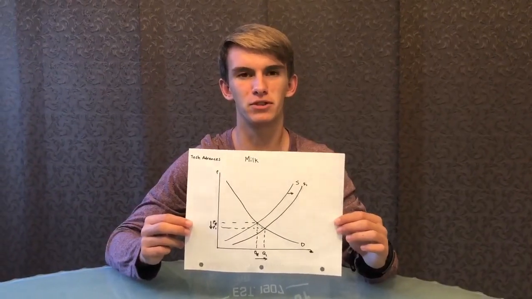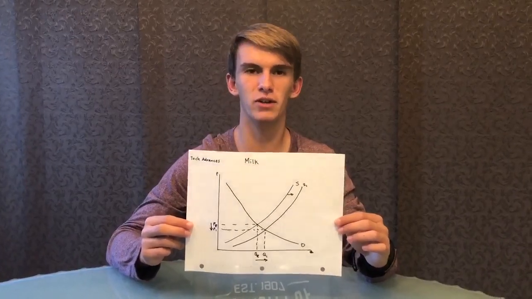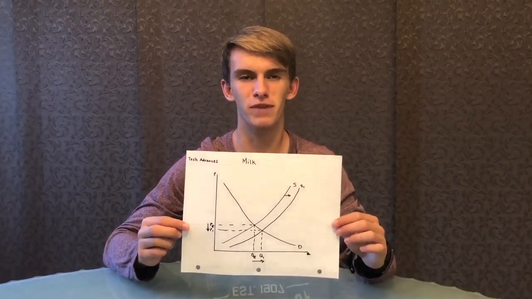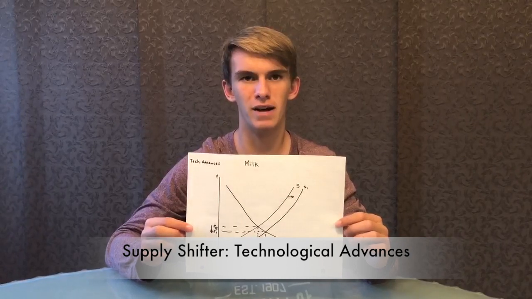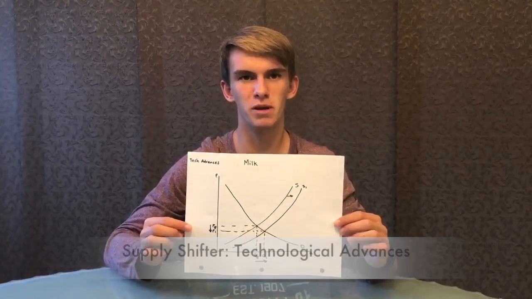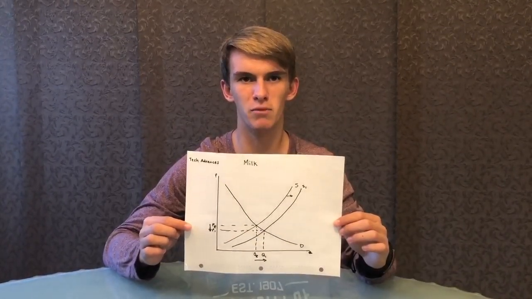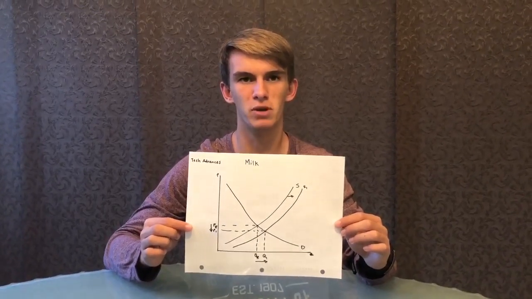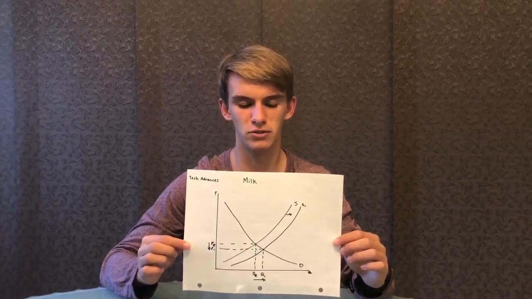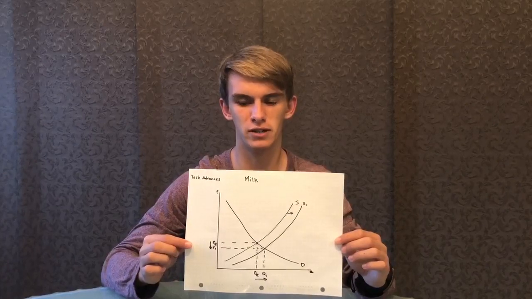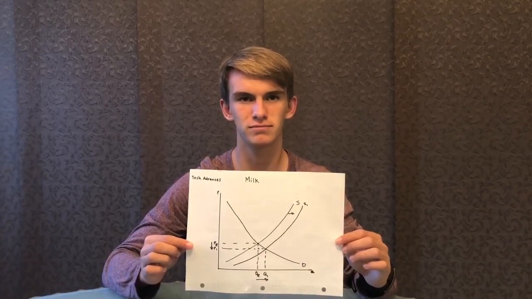The next hypothetical situation I'll be talking about is advances in technology. If the factories that produce milk have advances in technology, they will be able to produce milk more quickly and more efficiently. This will cause the supply of milk to shift to the right. This will cause a new equilibrium point, causing the quantity to increase and the price to decrease.